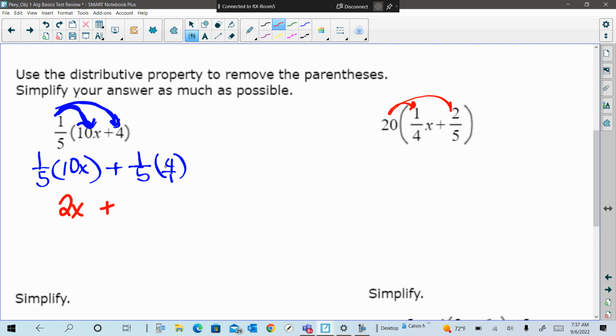And a fifth of 4, the 4 is like 4 over 1. Remember, with fractions you just multiply straight across on the top and the bottom. So this would be 4/5. And that is our final answer.